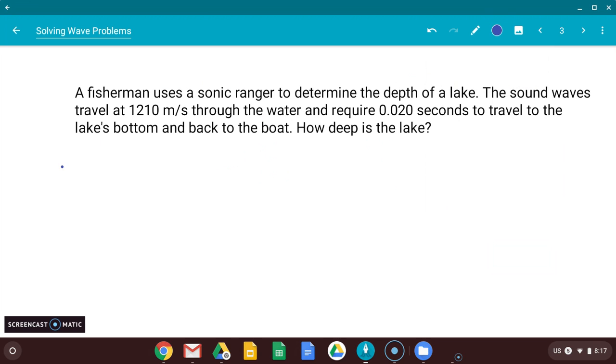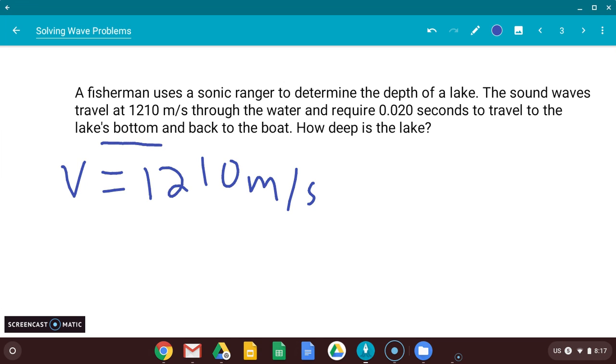So that's meters per second. That's got to be a velocity. And we require 0.02 seconds to travel to the bottom and back. But look again, it says bottom and back. So 0.02 seconds is again a little t. It's just the time of travel. It's not a time period for a cycle of the wave. It's a general time of travel.